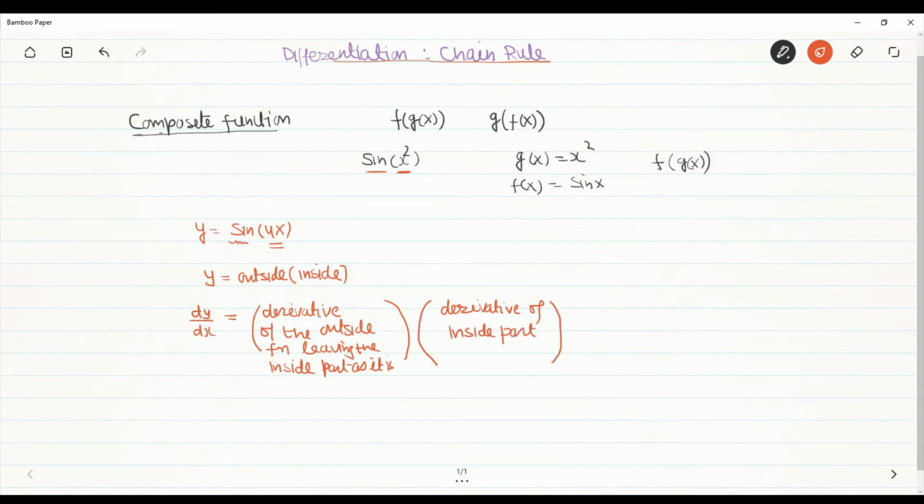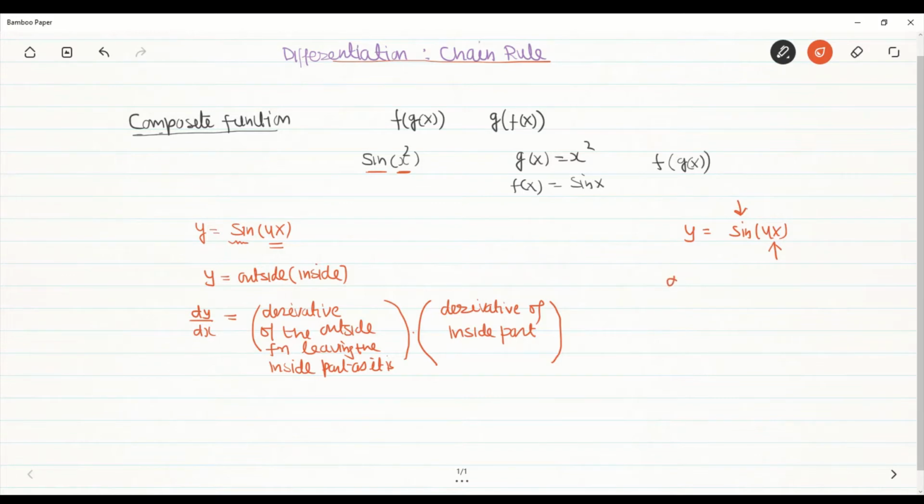So for every composite function, whenever we have to differentiate, we have to understand that there will be an outer shell and there will be an inside shell. So when we are differentiating that composite function, first we differentiate the outer shell and we leave the inner shell exactly as it is. Into, then we differentiate the inside part. So if we just talk about the same function, for example, y is equal to sin 4x only, you can see sin x is the outer part and this 4x is the inner part.